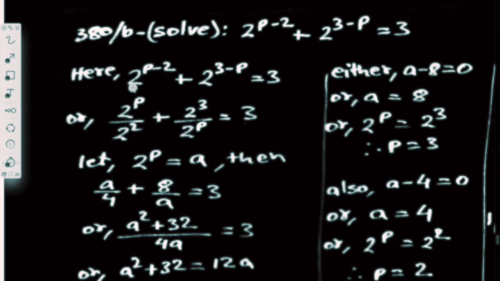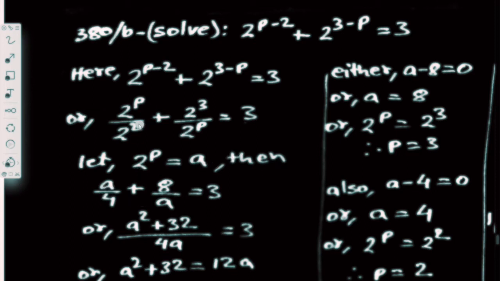Here, 2 power p minus 2 plus 2 power 3 minus p equals 3. The question is written as usual here. Also, here 2 power p by 2 power 2; the subtraction in the exponent is placed at the bottom, so 2 power p by 2 power 2, plus 2 power 3 by 2 power p, since p is in minus form, so it is placed at the bottom, equals 3. To make this equation easy, we let 2 power p be a. Here let 2 power p equal a.